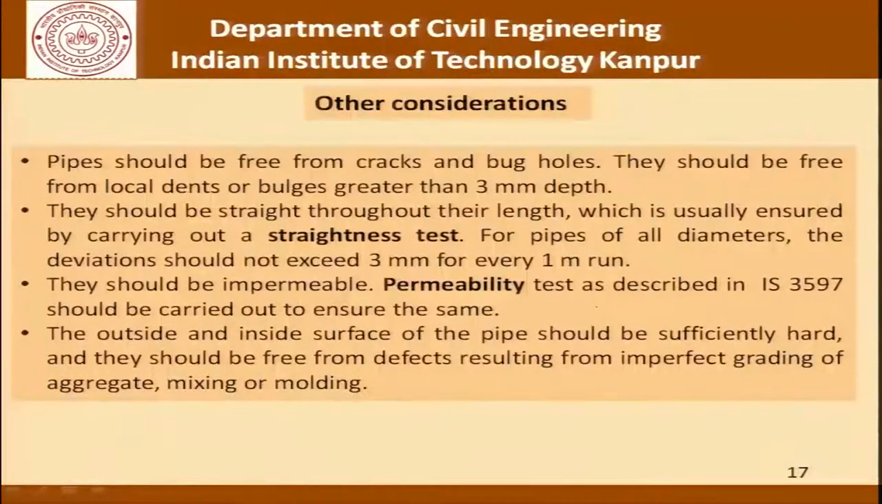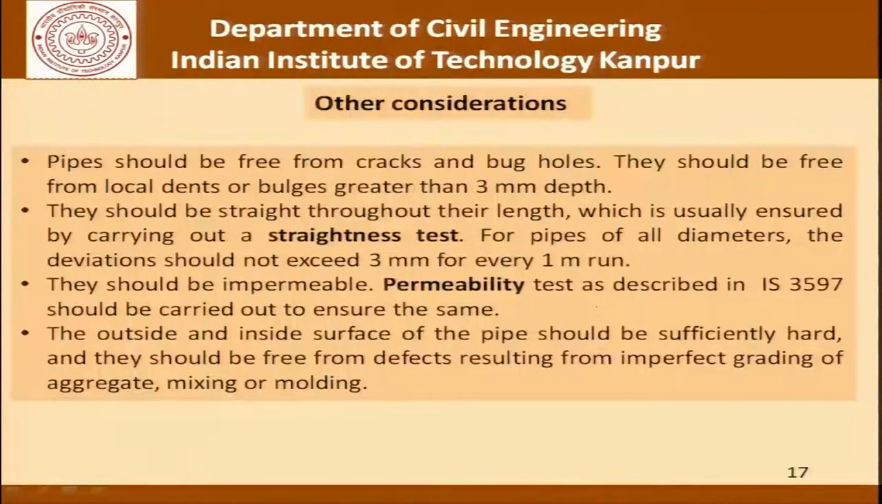So moving forward to other considerations, pipes should be free from cracks and bug holes. They should be free from local dents or bulges greater than 3 millimeters depth. They should be straight throughout their length, which is actually ensured by carrying out a straightness test. For pipes of all diameters, the deviations should not exceed 3 millimeters for every meter run.